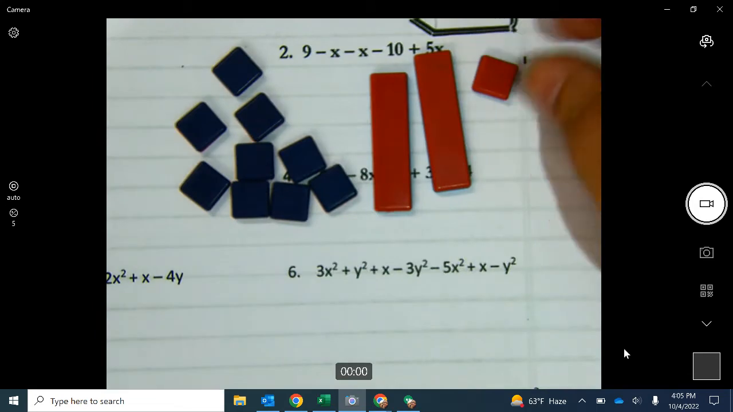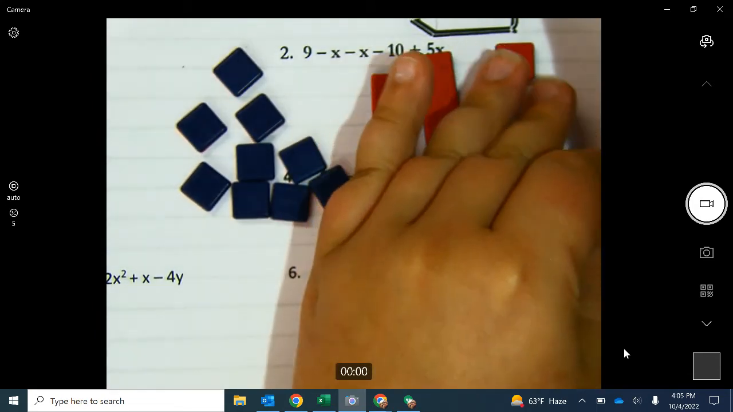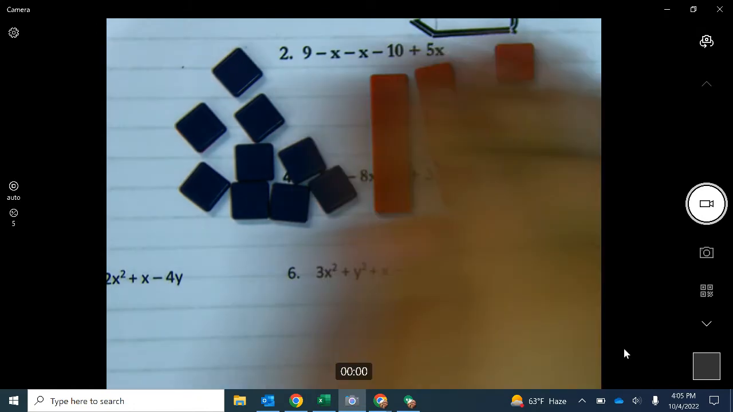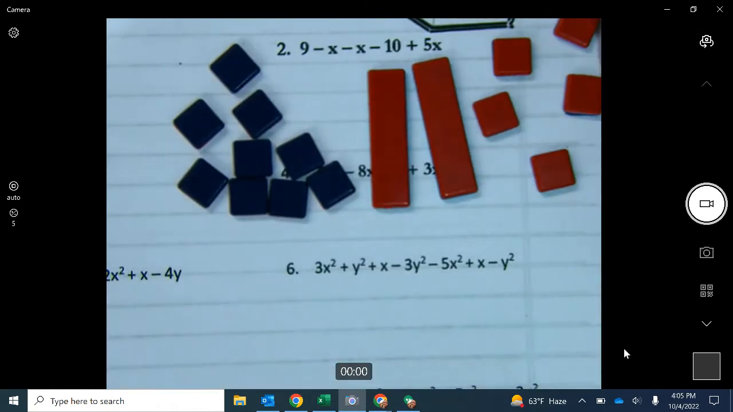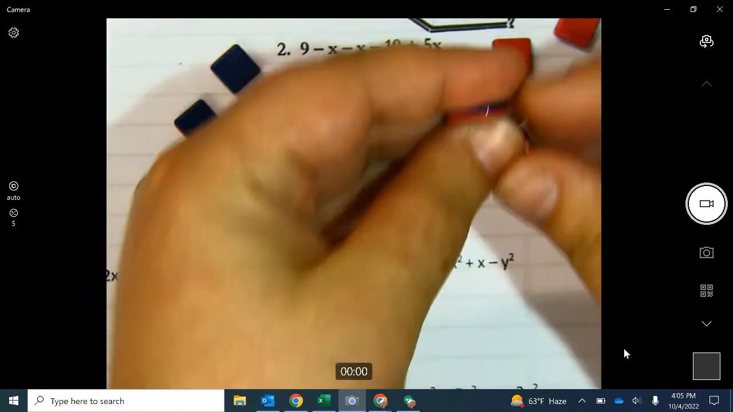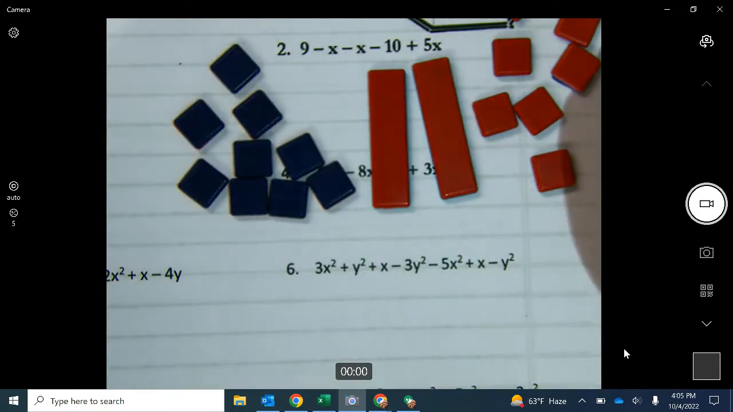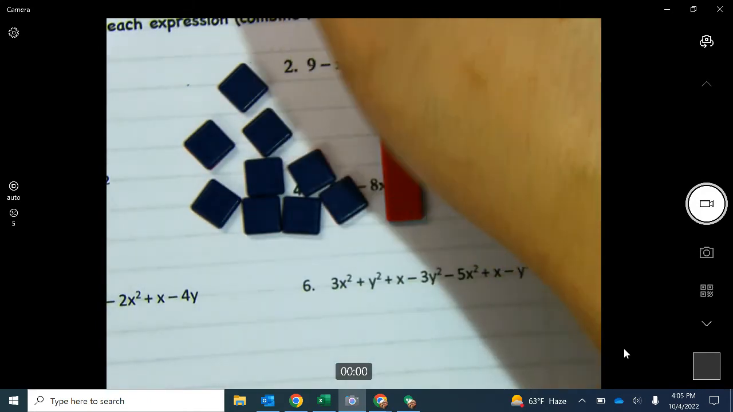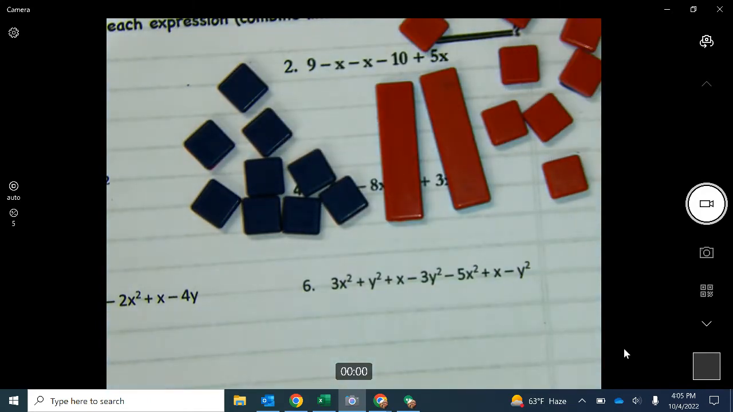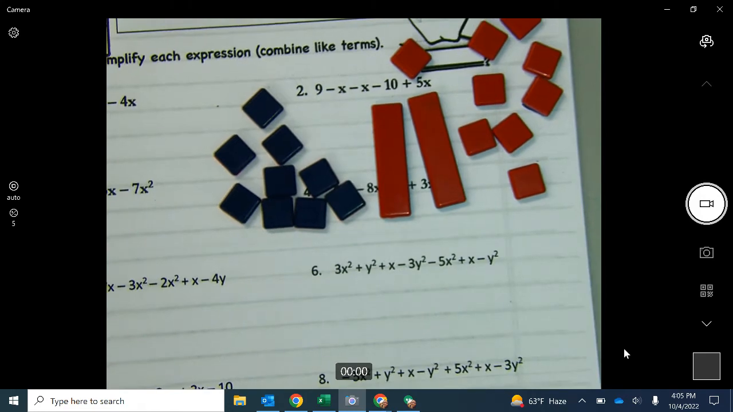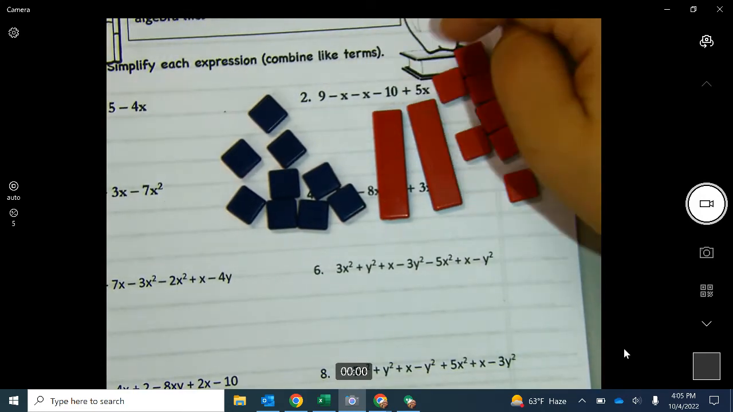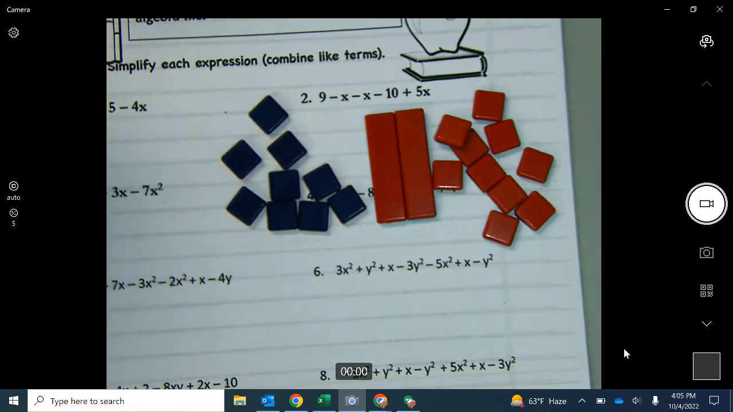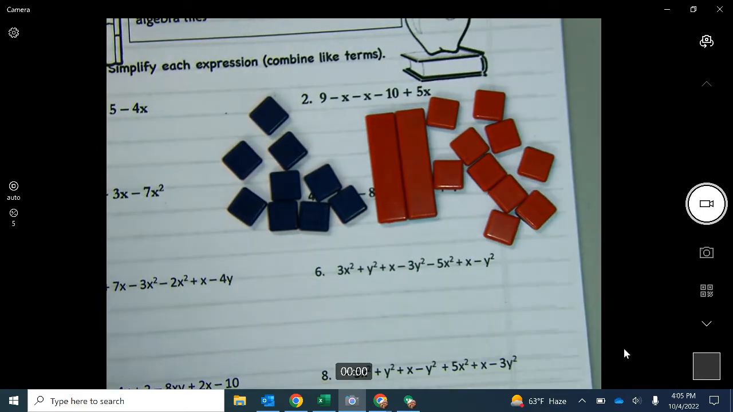So give me a second. There's 1, 2, 3, 4, 5, 6, 7, and 8, 9, 10. Let's zoom out a little bit. Here we go. Okay, so we got our 10 negative tiles. Then, last but not least, I need to add 5 positive x's.